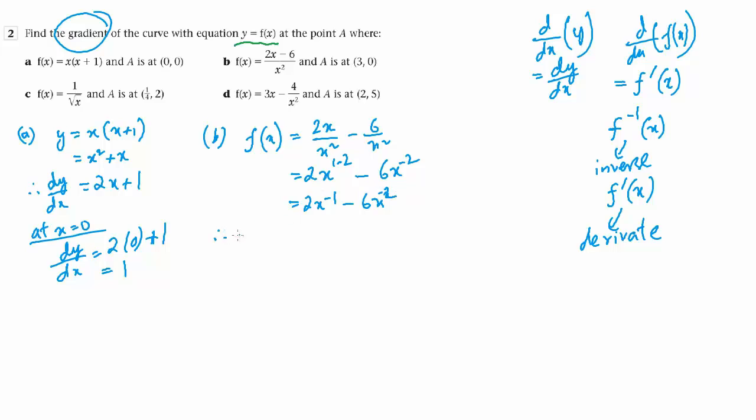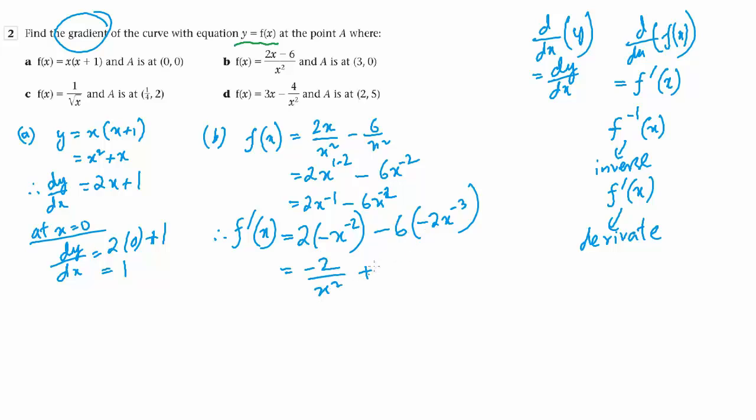So the derivative or the gradient f prime x, d by dx of f(x), is f prime x. So 2, this will be minus x to the power minus 2, minus 6, this will be minus 2 x to the power minus 3. Minus 2 minus 1 is minus 3. Let me write this down as positive power. So this becomes x squared. Minus 6 into minus 2 becomes 12. This becomes x cubed.